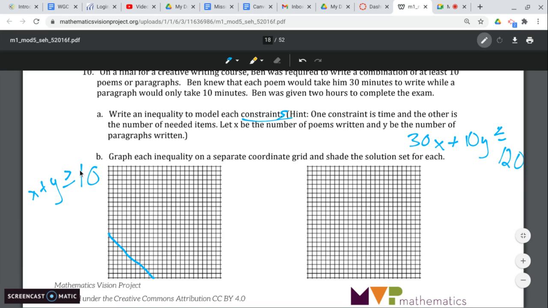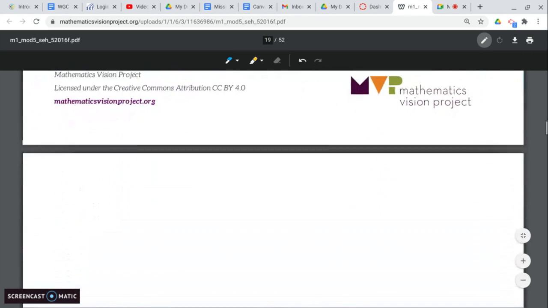It is a solid line because we have an equal to here, because he can do 10 poems, but he could do more. And so if we think about this, it's saying that he can do more than 10. So that means it's everything above, because he can do 10 at least, but he can do more than that. So it's everything above this line. So on the next one, find your intercepts, graph it, and then figure out which side you need to shade.